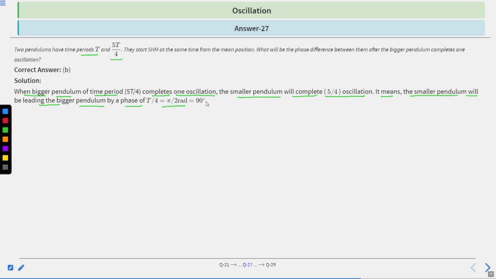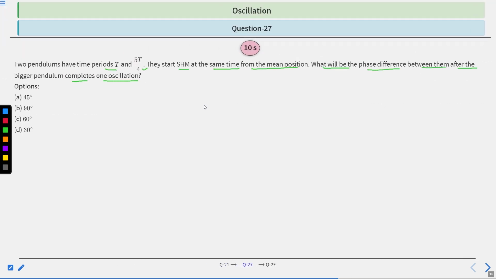Which is equal to 90 degree. So the correct answer is 90 degree. 90 degree is the correct answer. Option B is correct. Clear?